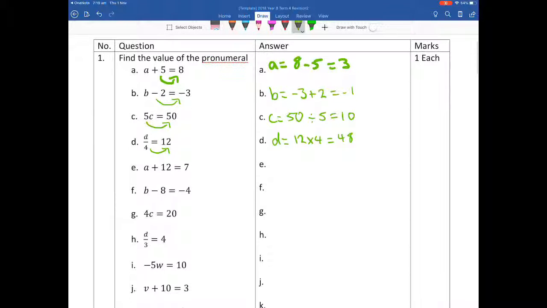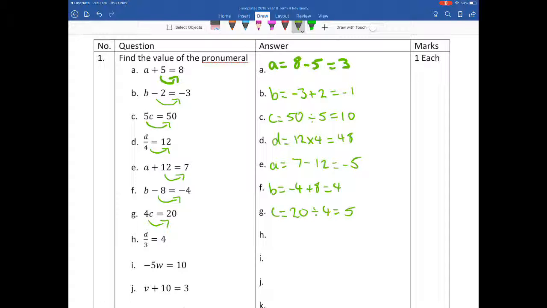If we're adding 12, we're going to minus 12 from both sides. So we end up with A equals 7 minus 12, which is of course minus 5. If we're minusing, we've got to add it. So we end up with B equals minus 4 plus 8, which gives us a total of positive 4. Timesing by 4, divide by 4.